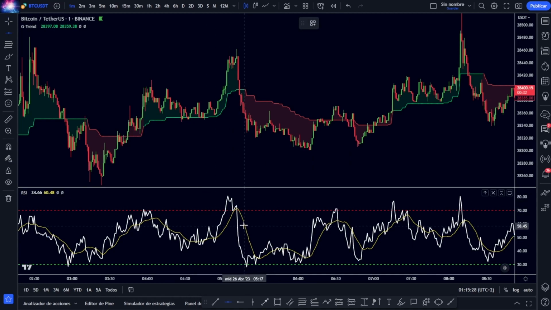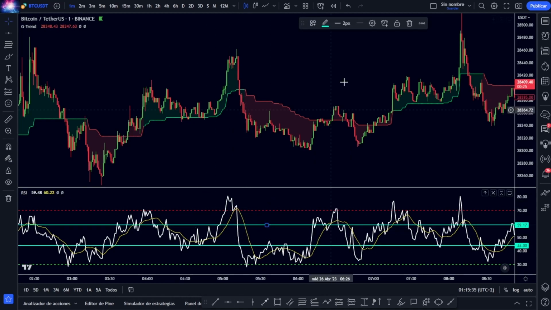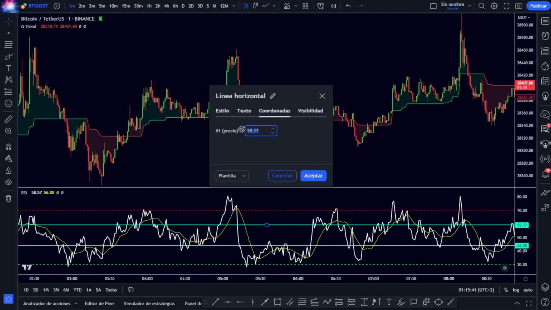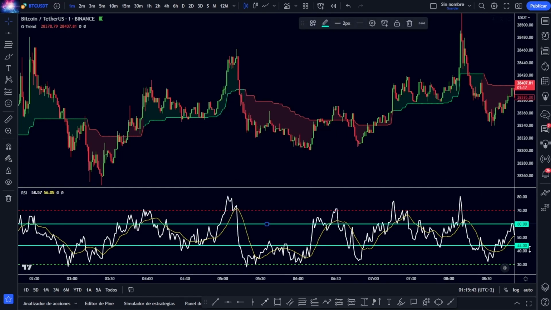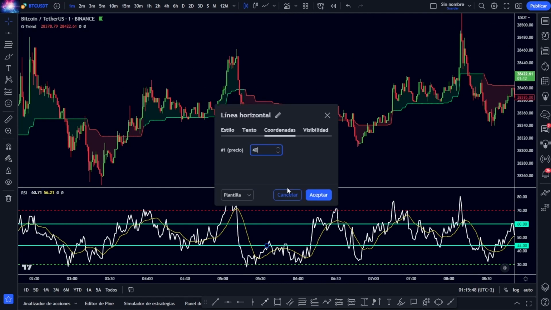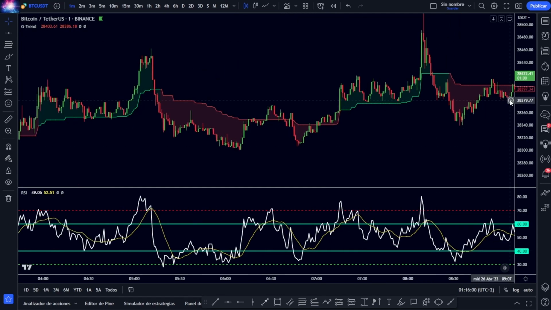And now would come the most important thing. We will place two horizontal lines. The first we will put it in the coordinate 60, that is to say in the level 60 of the RSI, and the lower line we will put it in 40, because basically our entries are going to depend on this.